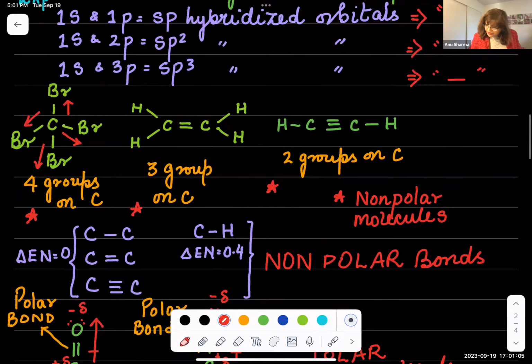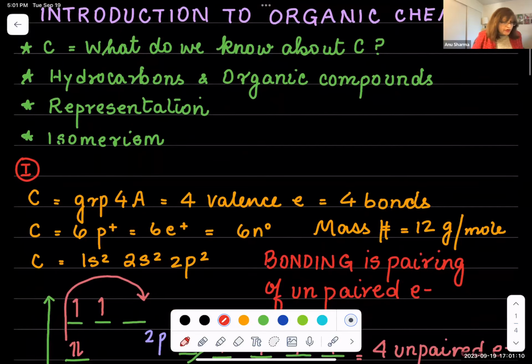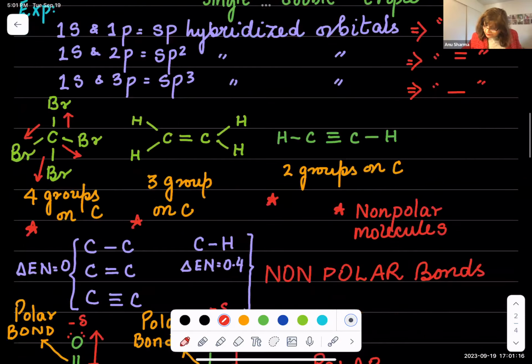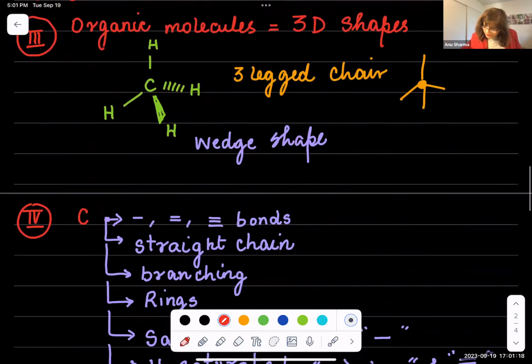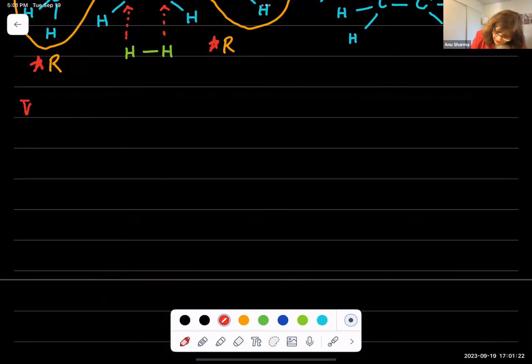So what else is there in this? This was a very basic introduction. Now we are going to look at the hydrocarbons. What are hydrocarbons? And then the representation. So 3, 4, and 5. And 5 is about hydrocarbons.